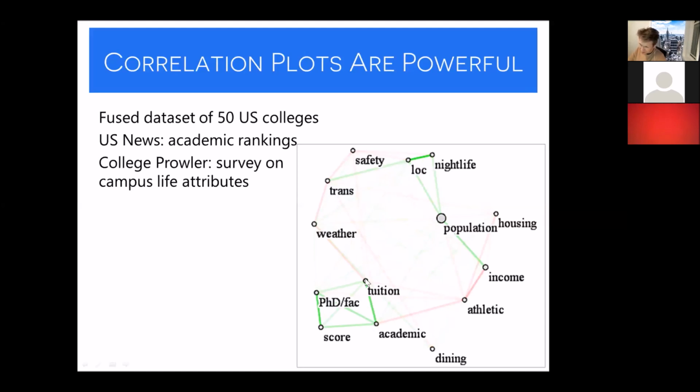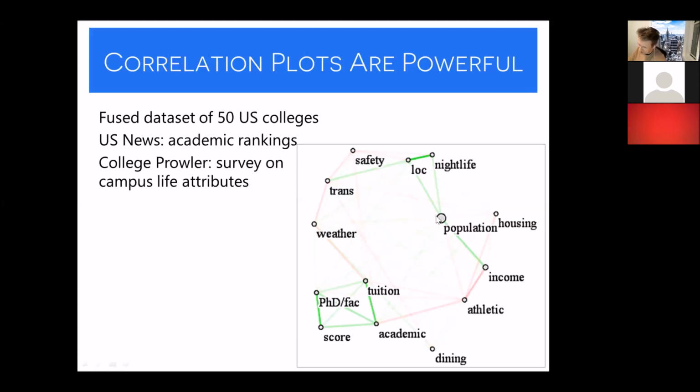And then there's also another cluster here: location, nightlife, and population. So college towns with more population tend to have a better nightlife. You know, Stony Brook doesn't have that good of a nightlife because no one lives there, so maybe that's the reason.